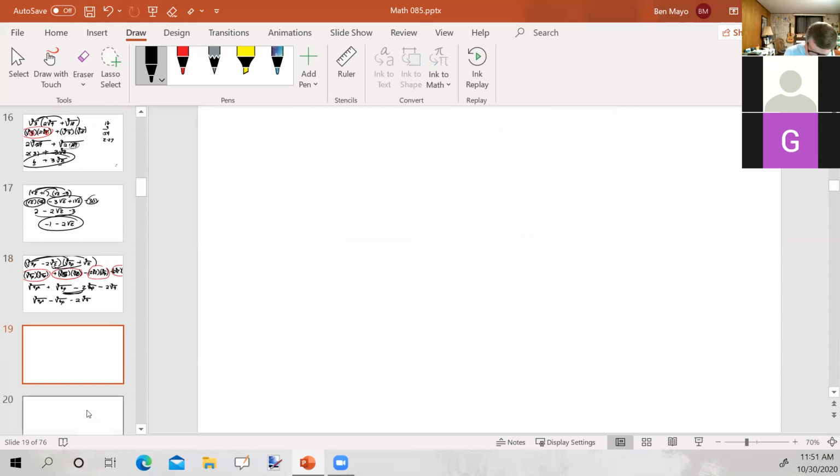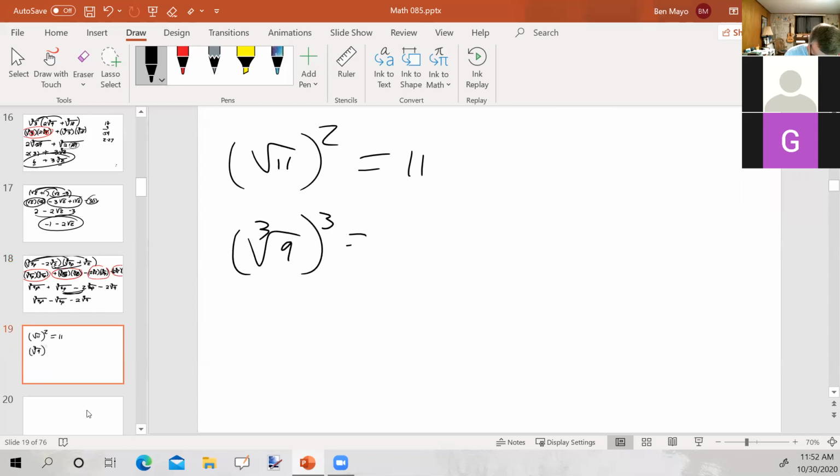After that, here's some nice stuff. What's the square root of 11 squared? Careful. 11. Yes. What's the cube root of 9 cubed? 9. Now be careful. What's 2 square roots of 5 squared? I've got 2 square roots of 5 squared.